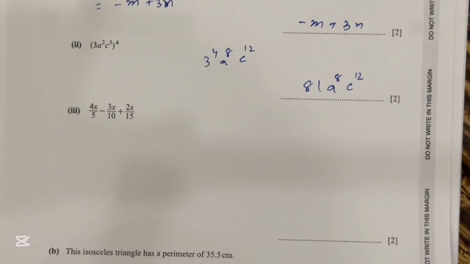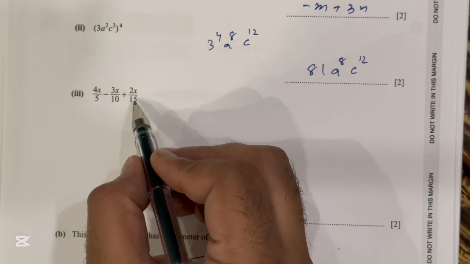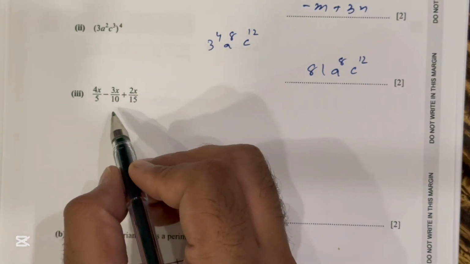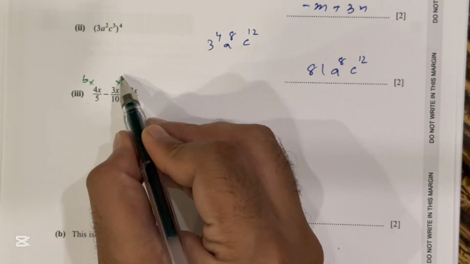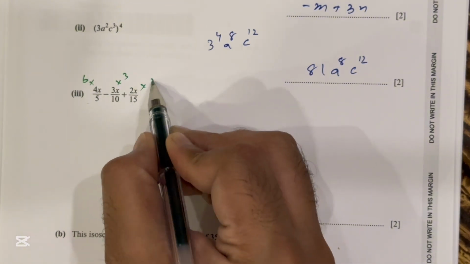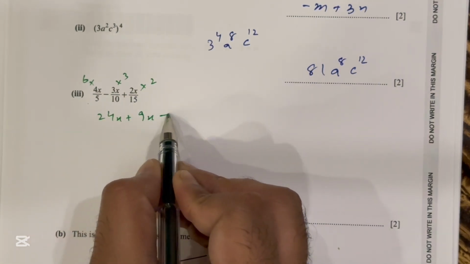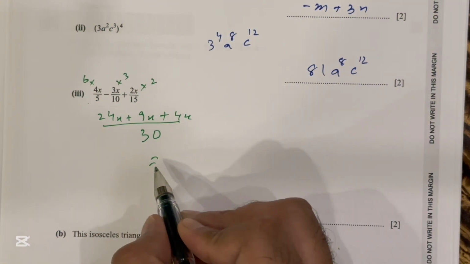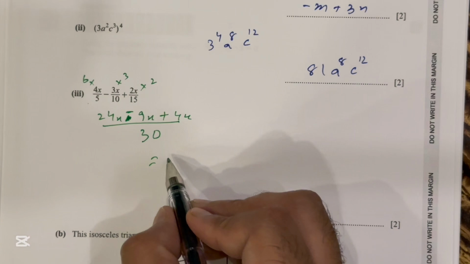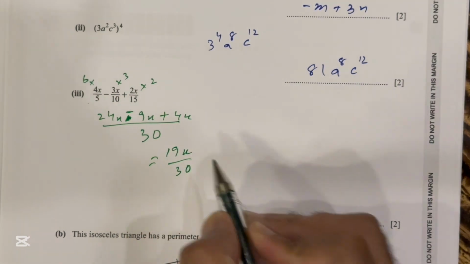Okay, moving to the third part, that is equal to 4x by 5 minus 3x by 10. 5 and 10 have an LCM of 10. So you're going to multiply the first by 2 and the second by 1. So 2 into 4 would be 8x, minus 3x, and this is your LCM. So the final answer would be 5x over 10.